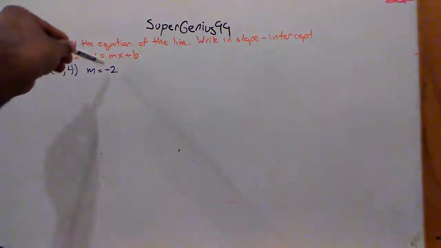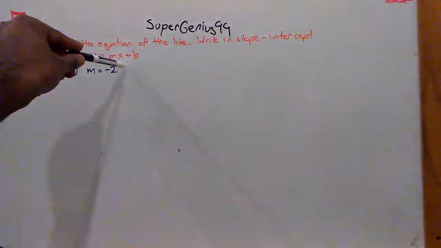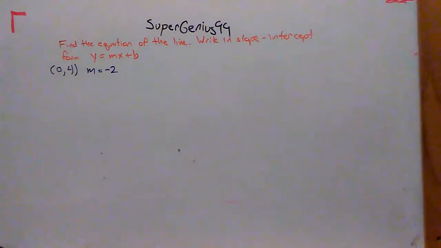Quick review, what is m? M is your slope, and then what is b? B is your y-intercept. Okay, and once again, what does it mean when you have a y-intercept? When you have a y-intercept, x equals 0.